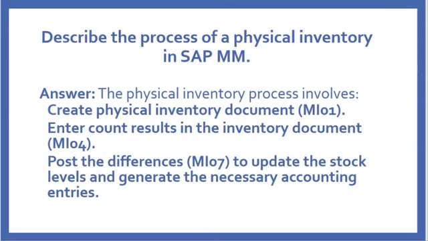Describe the process of a physical inventory in SAP-MM. Answer: the physical inventory process involves: create physical inventory documents, MI01. Enter count results in the inventory document, MI04. Post the differences, MI07, to update the stock levels and generate the necessary accounting entries.